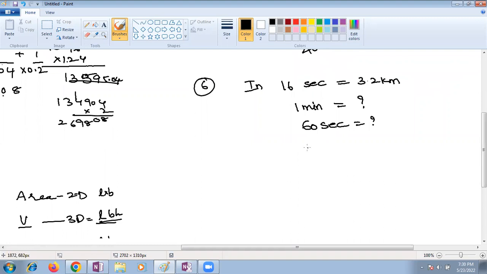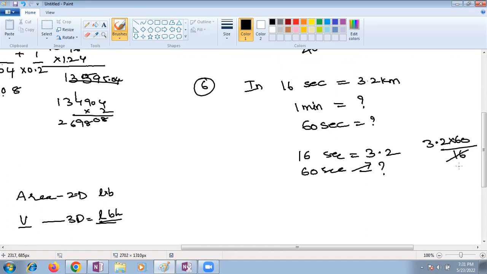No need of finding, children. For 1 minute, one logic I will give. In 16 seconds he is traveling 3.2 kilometers, so in 60 seconds, just do cross multiplication, Nana. Question mark. If you do cross multiplication, this is the simple technique I'm giving: 3.2 multiplied with 60 divided by 16. Now you can cancel with 4. Ma'am, we have to multiply.